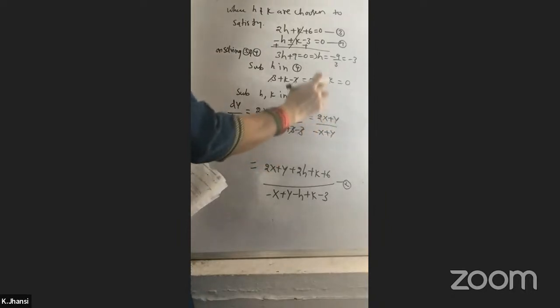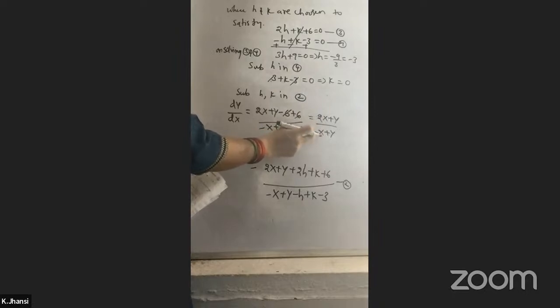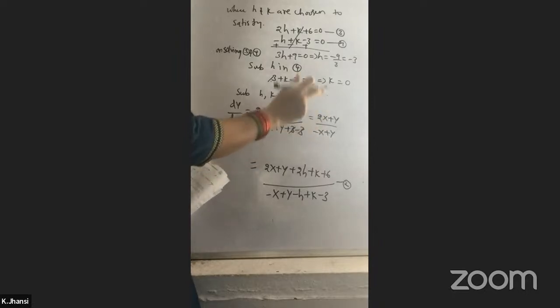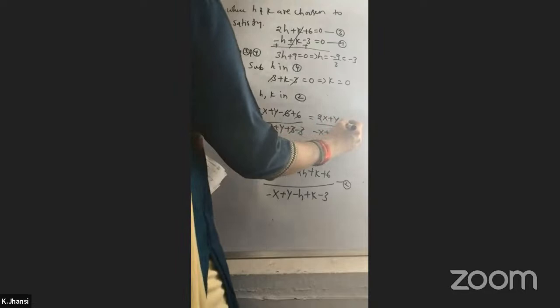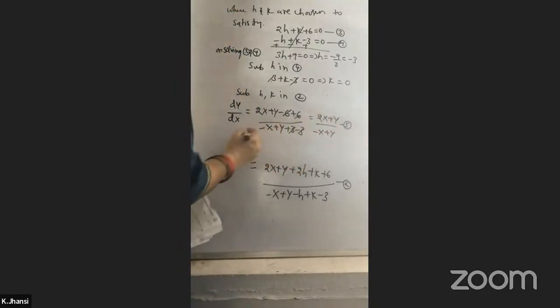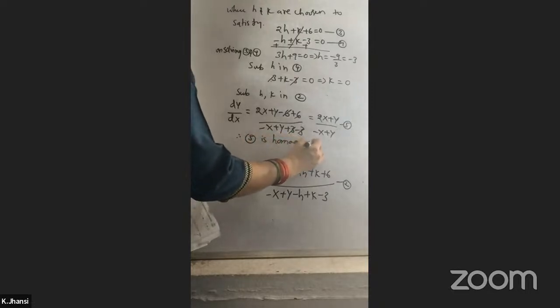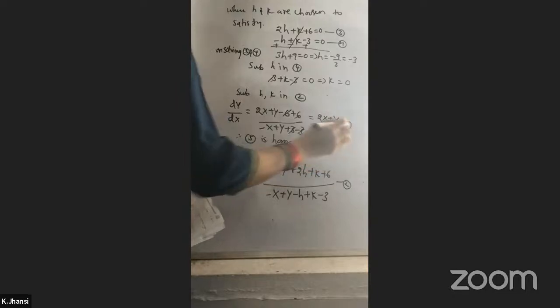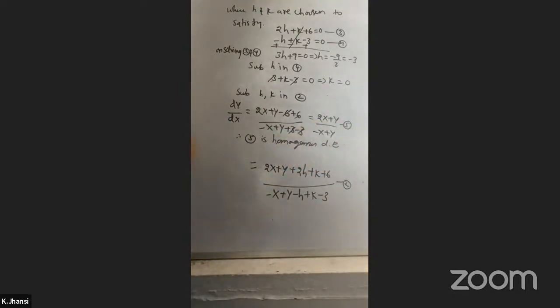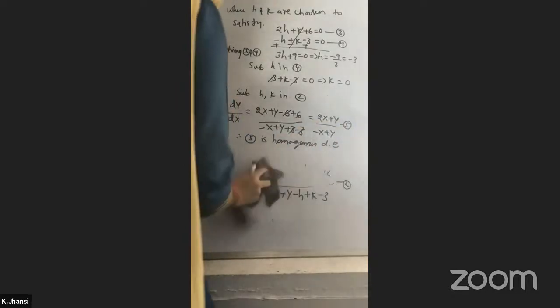Then you will get lambda to the power of 0. So this is now a homogeneous differential equation. Okay. So if you take this as the fifth equation, therefore it is a homogeneous equation. Homogeneous differential equation. So now when it is a homogeneous differential equation, what is the procedure?